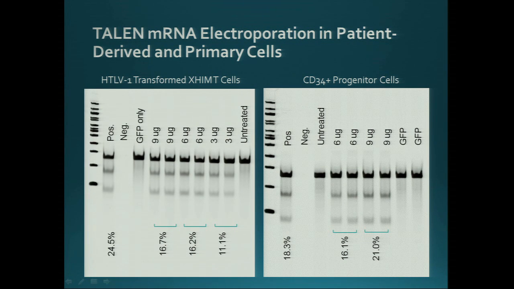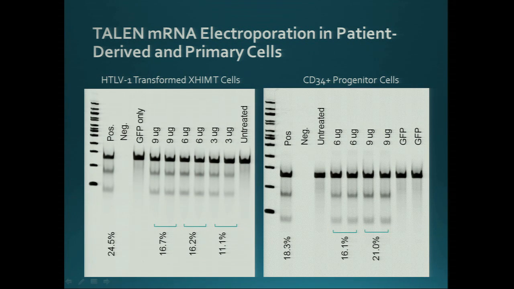More recently, we've moved on to more clinically relevant cells. On the left, we have an immortalized T cell line derived from an XHIM patient that we follow here at UCLA and have been able to achieve up to 16.7% allelic disruption when treated with TALEN mRNA that we transcribe in vitro.